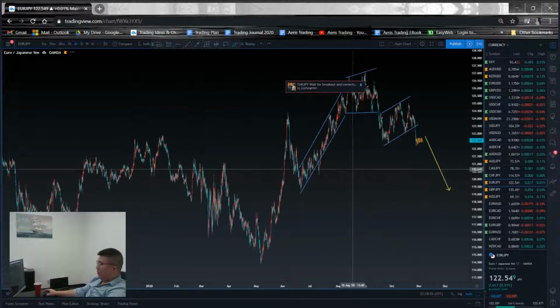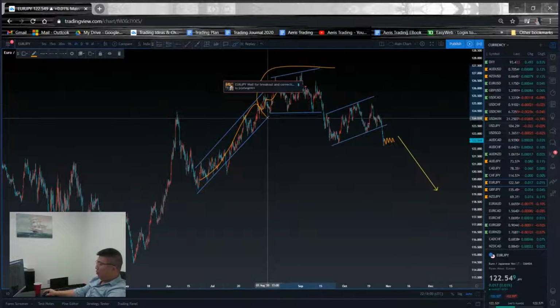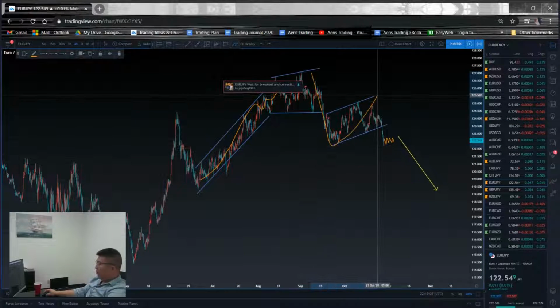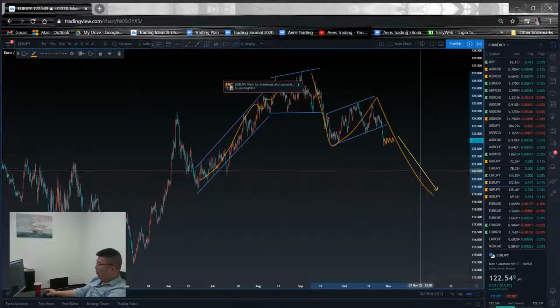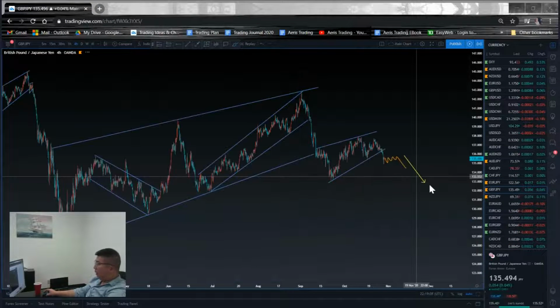You can see that price is in this overall ascending channel, and then neutral correction, first impulse, first correction, looking for the next impulse. Right? Euro Yen. Moving on to Pound Yen.